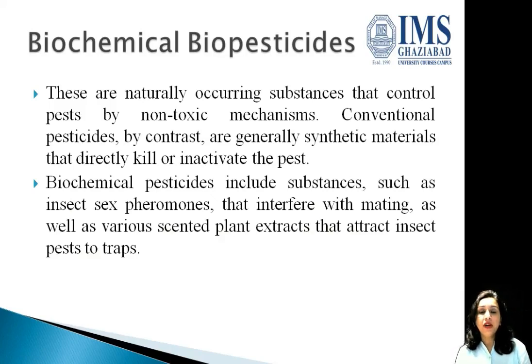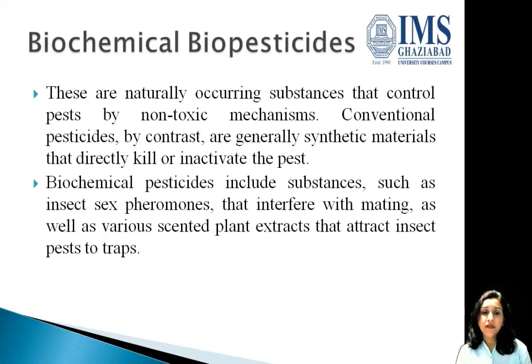Now, another important category is biochemical biopesticides. They are naturally occurring substances that control pests by non-toxic mechanisms. So they are non-toxic, not toxic like the Bt, and they protect the plants. Conventional pesticides, by contrast, are generally synthetic materials that directly kill or inactivate the pest. Biochemical pesticides include substances such as insect sex pheromones that interfere with mating, as well as various scented plant extracts that attract insects to pest traps.